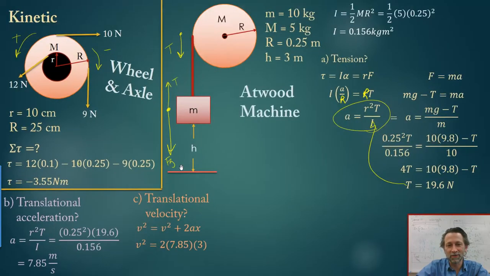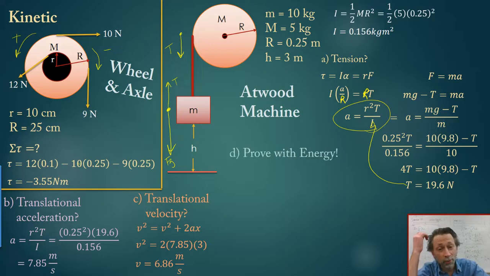With that acceleration of 7.85, and then the distance that it falls, that height is going to be the 3 meters that we have there. And from that, I get that it has a final velocity once it hits the ground here of 6.86 meters per second. Then we can also prove this with energy.